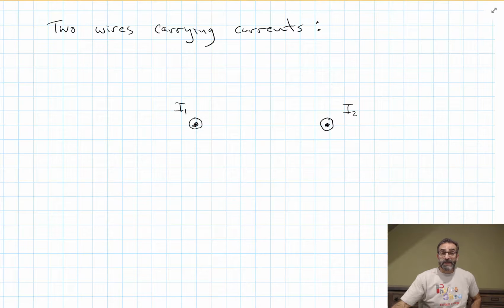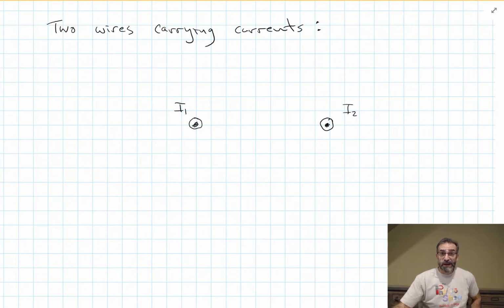Let's take a look at this situation. We have 2 current-carrying wires parallel to each other, carrying current in the same direction. How do these wires interact? Do they interact? Do they feel a force from one another?